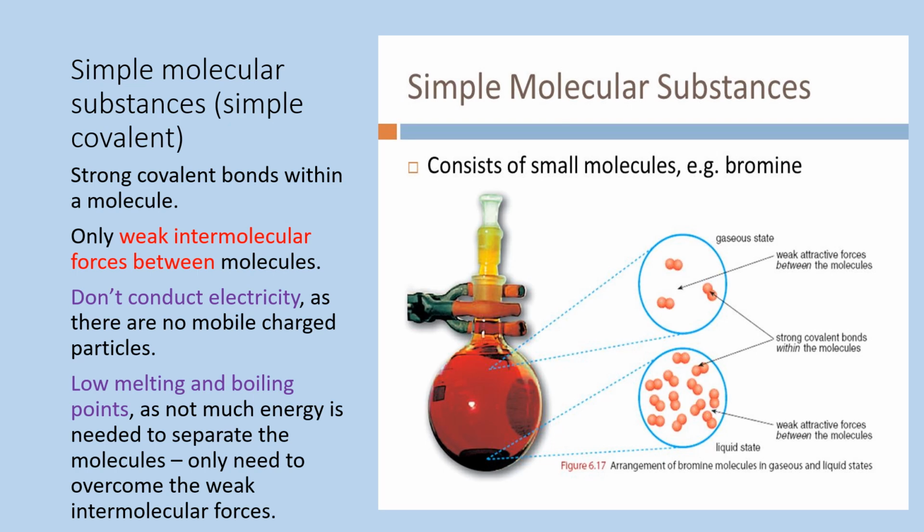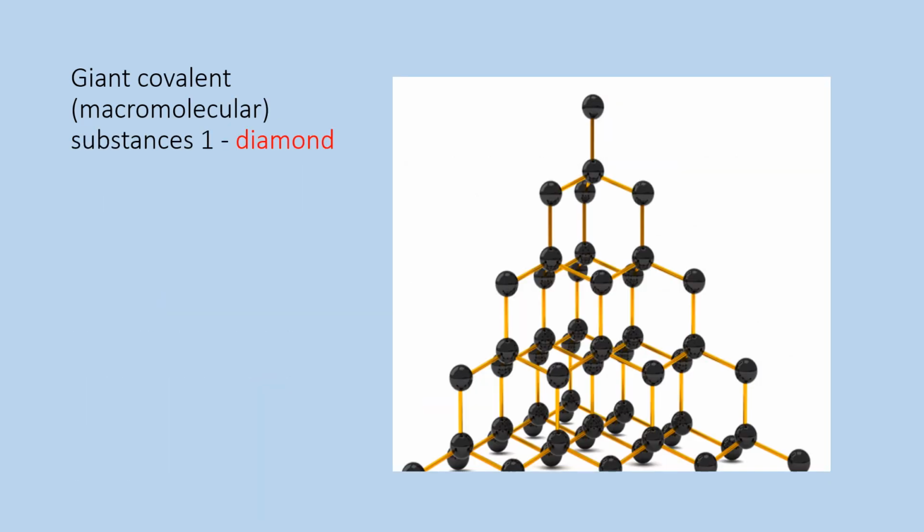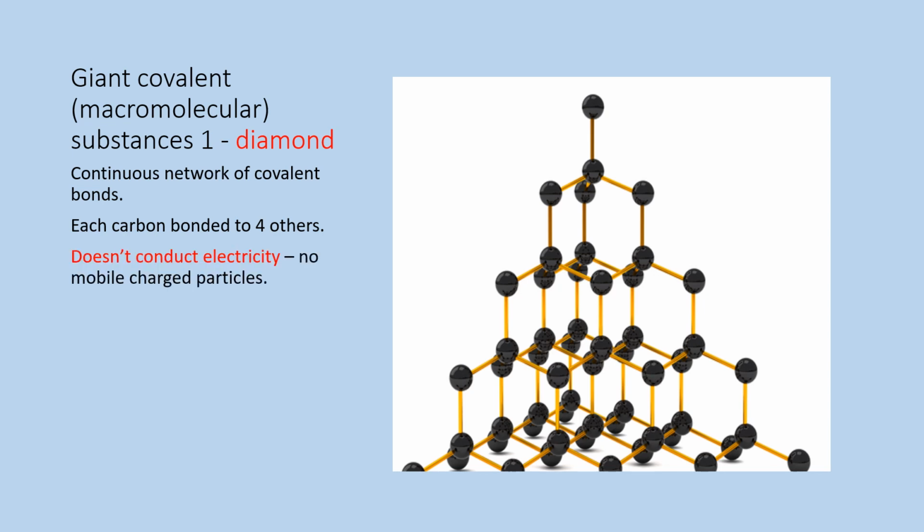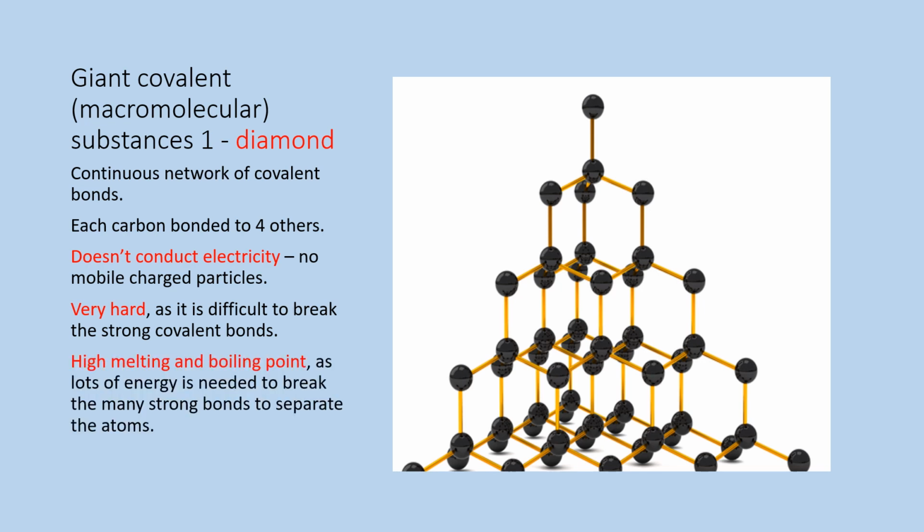In comparison to simple molecular substances, we're going to now look at giant covalent bonding. Giant covalent bonding is also known as macromolecule, which they can ask in the exam, so you should know what that word means. Here's the structure of diamond. Now you know diamond is an extremely hard substance because it has a continuous chain of carbons. Each carbon is bonded to another 4 carbons. They don't conduct electricity, as there are no free-flowing ions. Extremely hard structure, like I said, because of the covalent bonding. And they have high melting and boiling points because of the strong bonds.